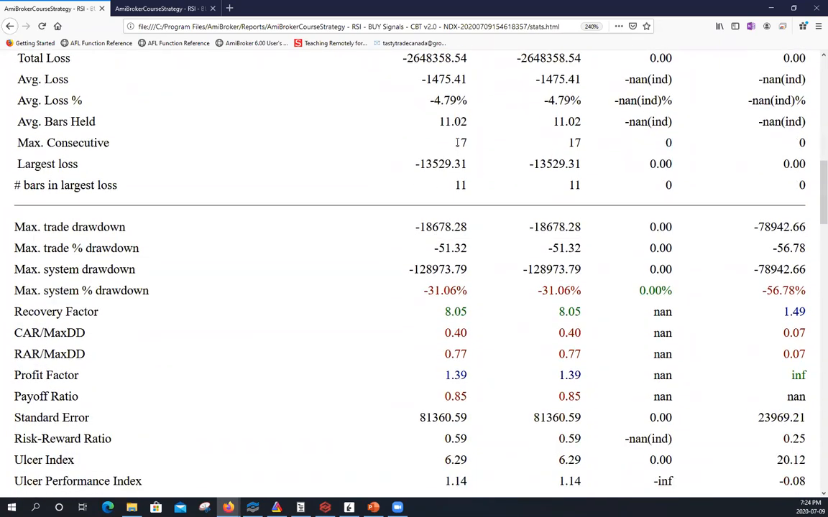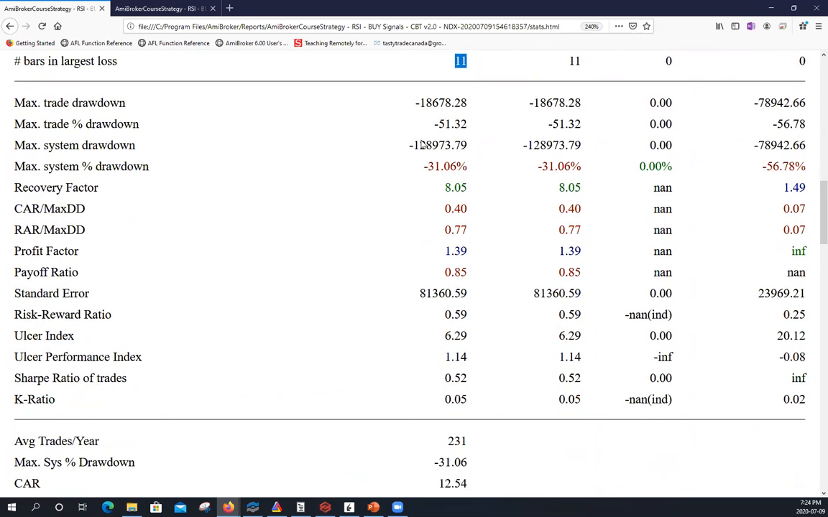Our max consecutive losses are about 17 in a row. And this is exactly why you need to position size, because you can have a string of losses. For those that have studied the concept of risk of ruin. Let's see, number of bars and largest loss is 11. Okay, so our maximum system drawdown in this example is about 31%.